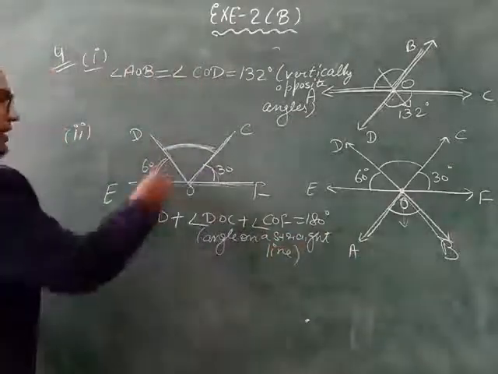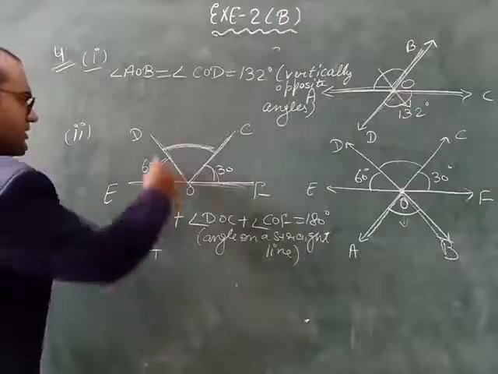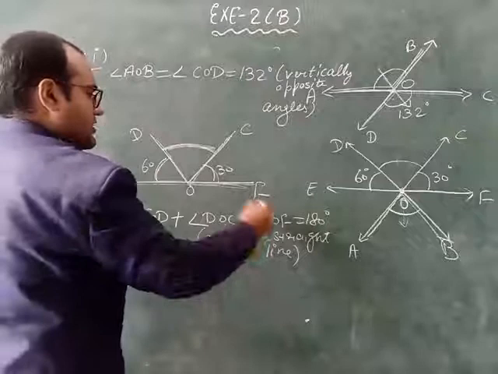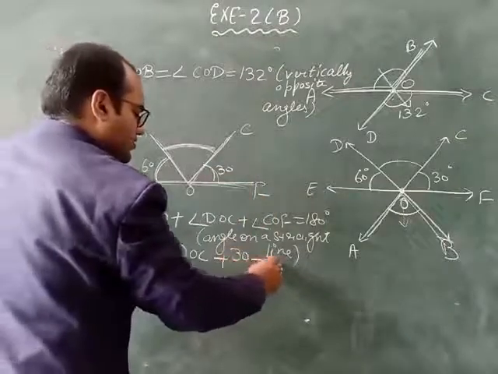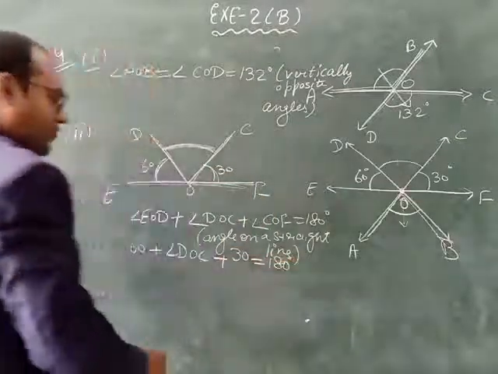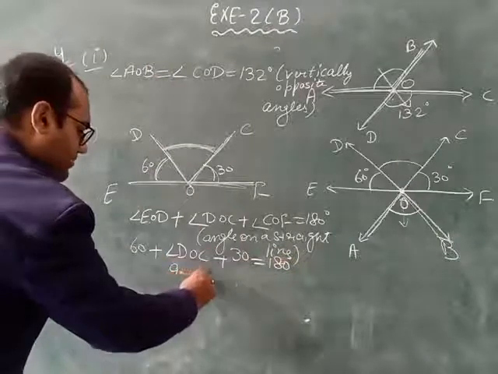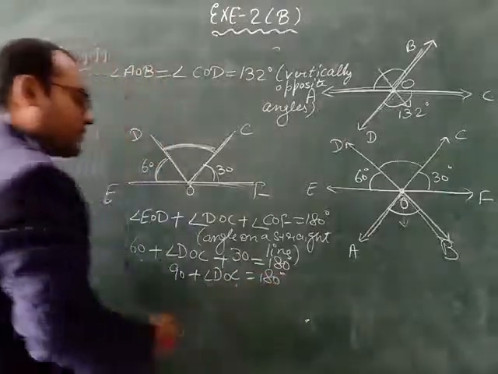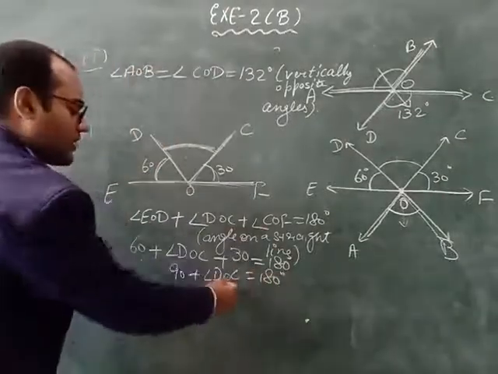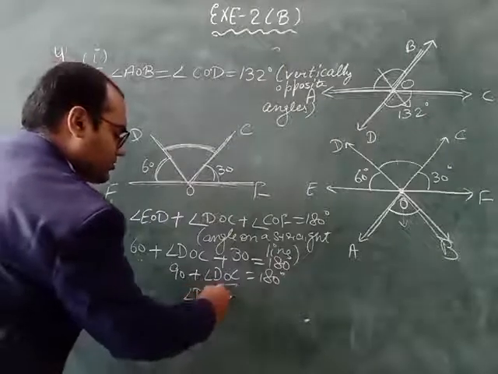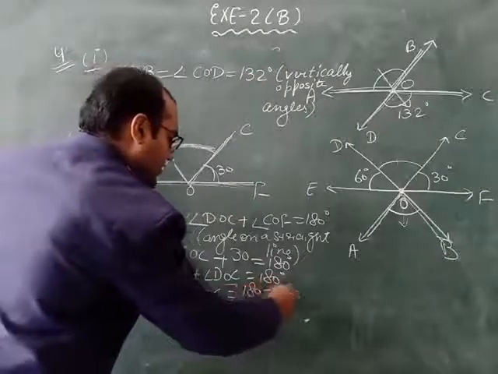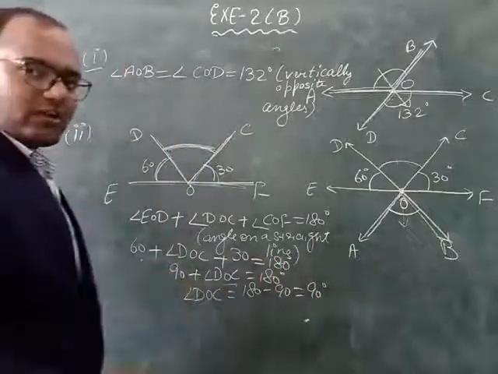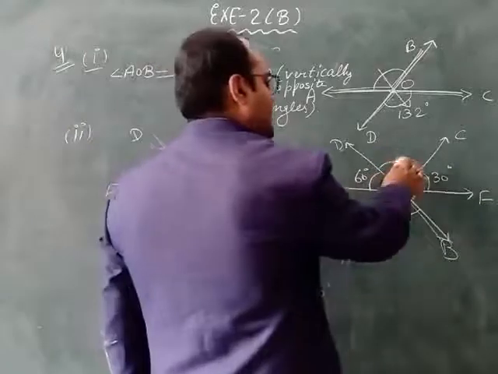Now angle EOD is 60 degrees plus angle DOC, which we don't know, so we will write DOC plus COF, which is 30, is equal to 180. Now 60 plus 30 will become 90, plus DOC is equal to 180 degrees. In the next step, this plus 90 will go to the right-hand side. So only one thing will remain, DOC equals 180 minus 90 degrees. On subtracting, the final answer is 90. So we got the DOC answer. DOC is 90 degrees.